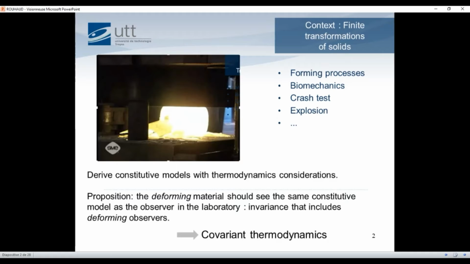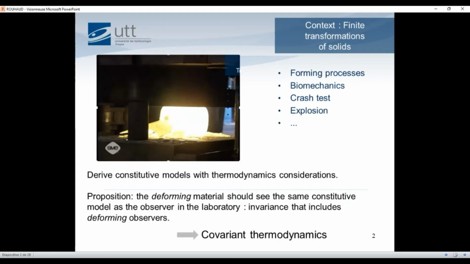For these finite transformations, you need to derive constitutive models. Constitutive models are equations that translate the behavior, the physical behavior of the material. And I wish to do that with thermodynamic considerations. And we make a proposition that is to say that the deforming material should see the same constitutive model as the observer in the laboratory.